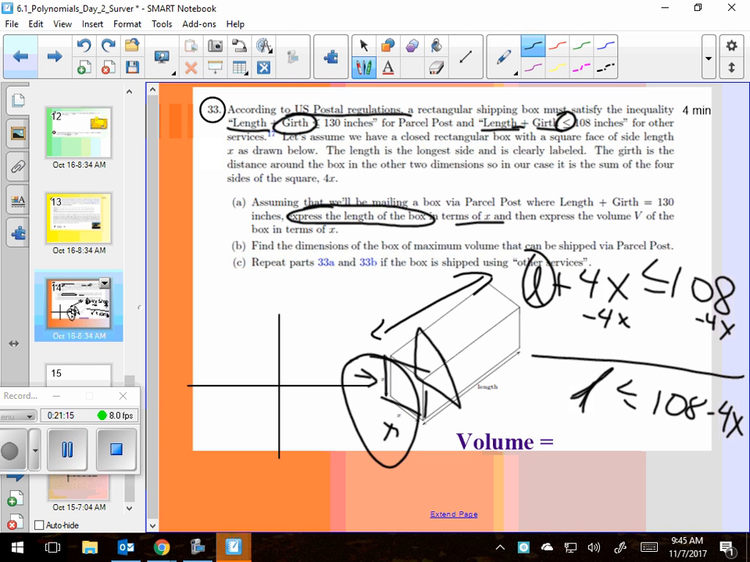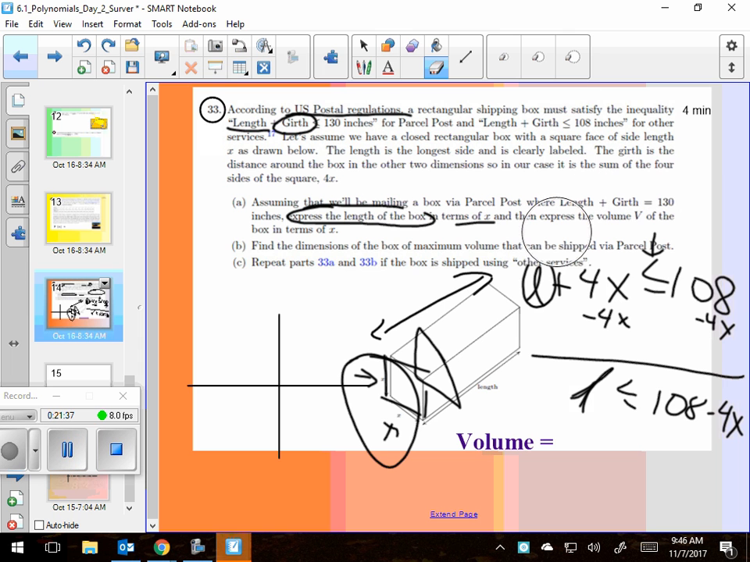All right, so there's some themes with these type of questions. They always start with a formula, and it's right there. And then I just have to fill in, instead of length, I got to put a variable for that. And instead of girth, I got to put a variable for that. And then a lot of times these are going to be inequalities, so I'm going to say like this part, less than or equal to 108.